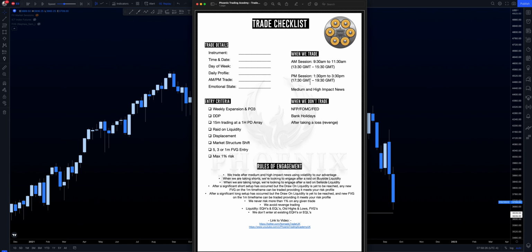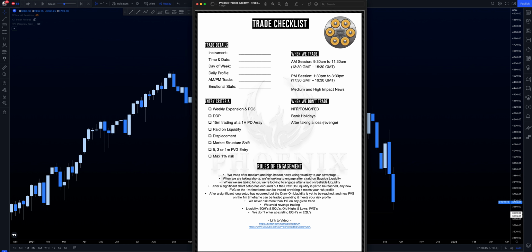When we trade, I've covered those already, but we're trading around the medium and high impact news, and that will be the driver for the volatility coming into the market. And then we don't trade when there's really big firework news.